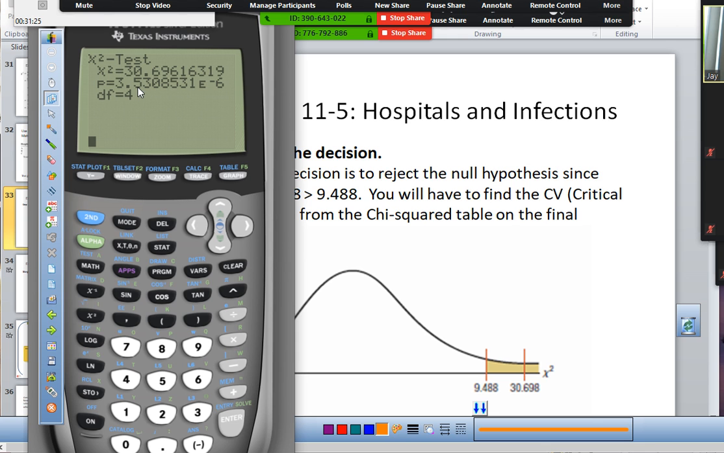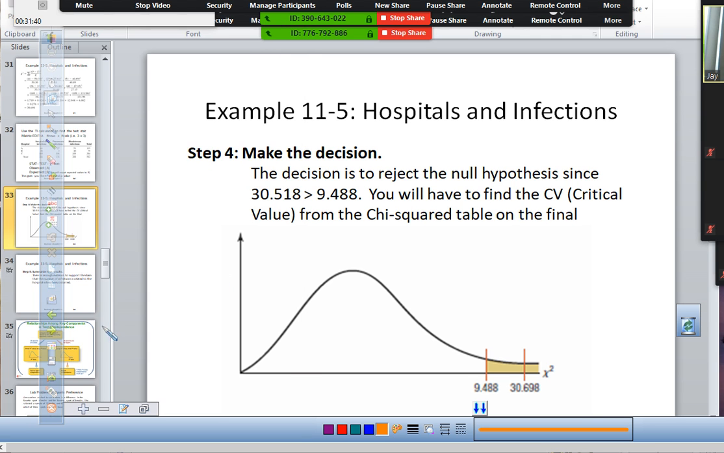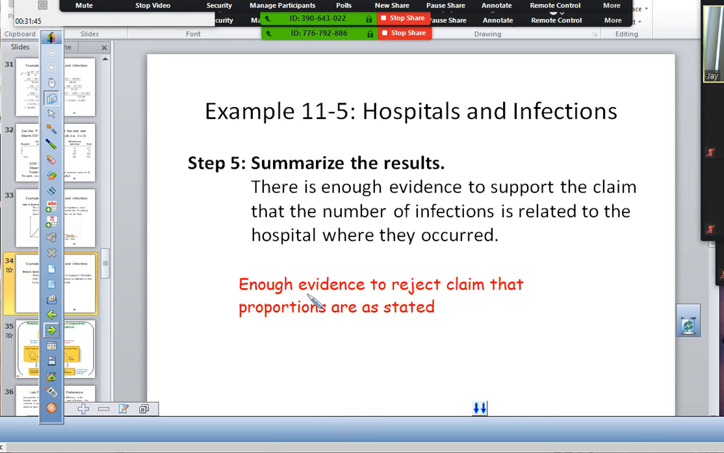Why is degrees of freedom 4? Because I have 3 rows, and I have 3 columns. So 3 minus 1 is 2. 3 minus 1 is 2. 2 times 2 is 4. And then the last step, we do have enough evidence to reject the claim that proportions are as stated, or you can be fancy and do this one up here. Either one's fine with me. Your homework may require the fancier one, but I'm good with the bottom one. So go ahead and write one of those in, or both of those in.